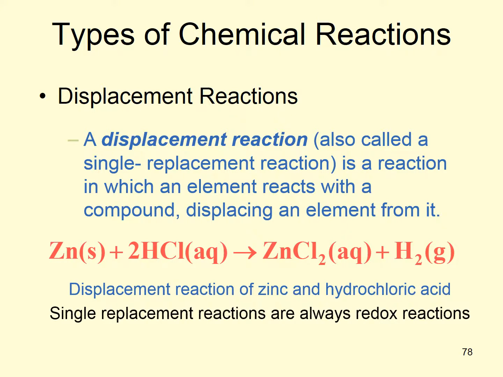All single replacement reactions or single displacement reactions are redox reactions. They always are. If you look at this one, zinc goes from an oxidation number of 0 on the left to +2 on the right. Chlorine actually stays the same. It's -1 on the left and -1 on the right, but the hydrogen goes from +1 on the left to 0 on the right. So hydrogen is reduced and zinc is oxidized.